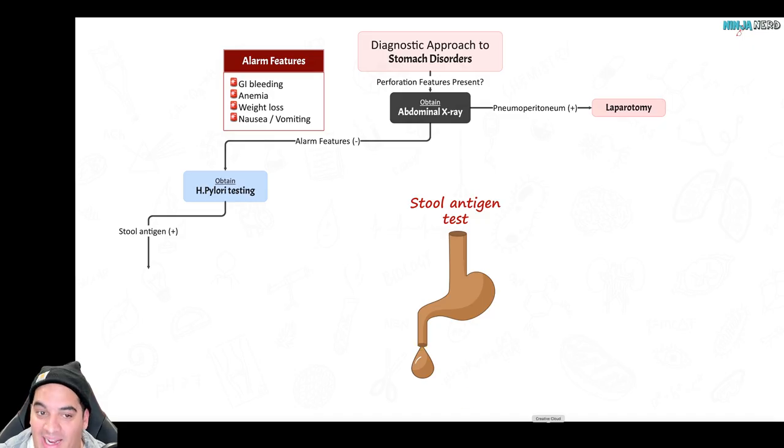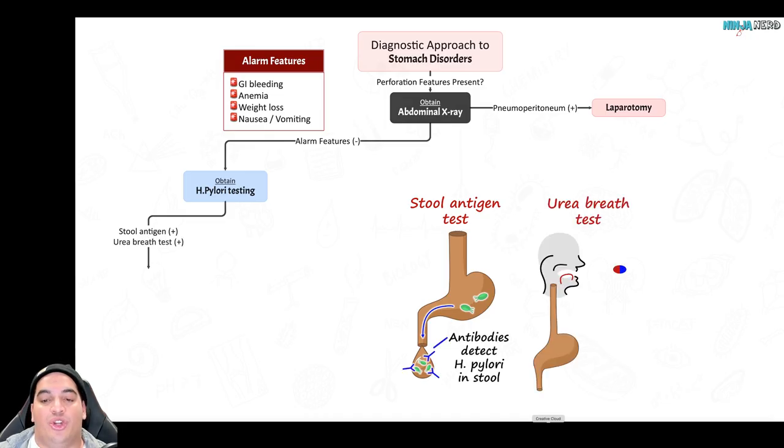We'd have that and it would be positive. If that is the case, that adds to them saying that they could have an infection with H. pylori. The other thing here is I can do what's called a urea breath test.